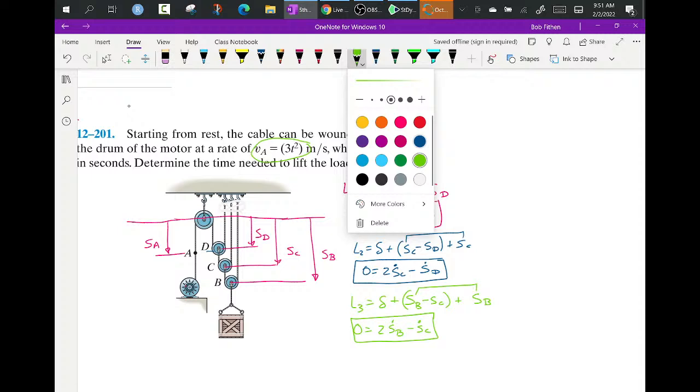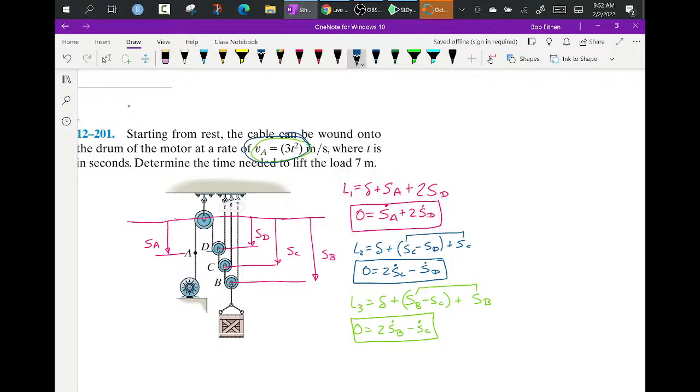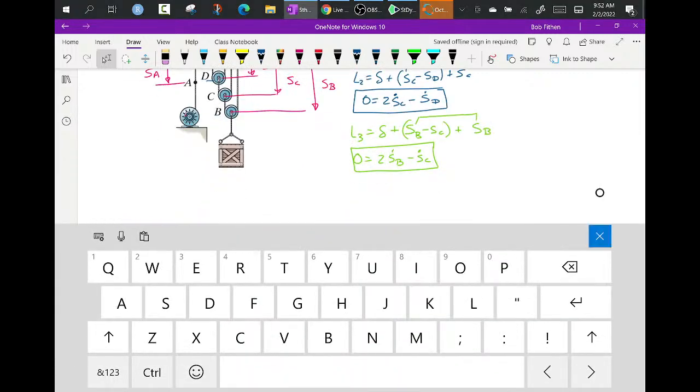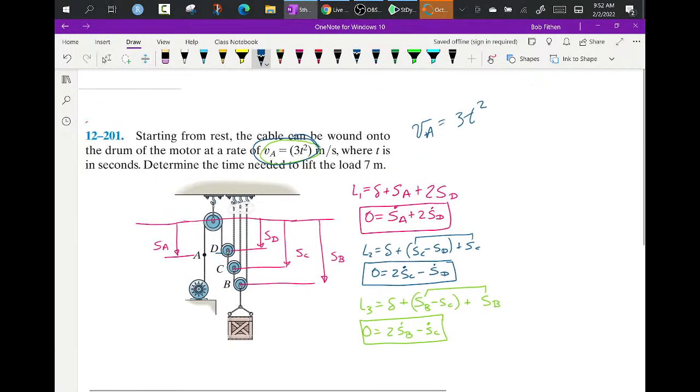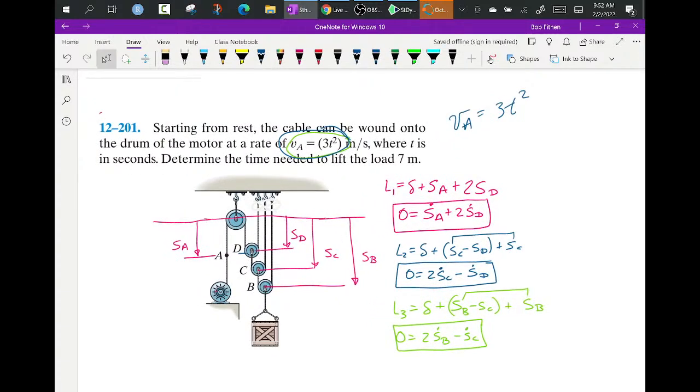Now what he's told us is this. I don't like that color. He's told us that VA is equal to 3t squared. One of the things he didn't tell us, but did he tell us it can be wound onto the drum? Okay, so this means that SA dot is equal to 3t squared. I didn't know whether he told us it would be wound on or let off.